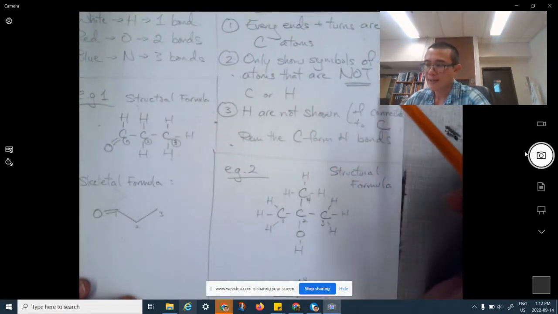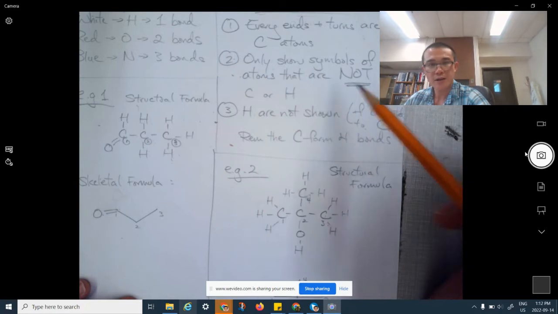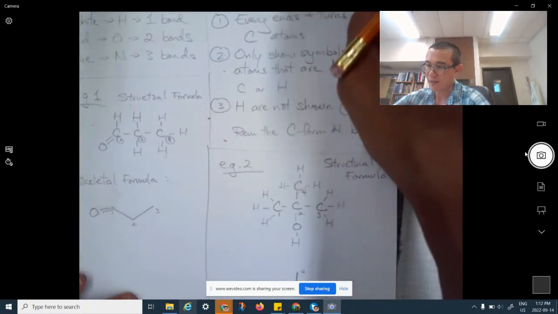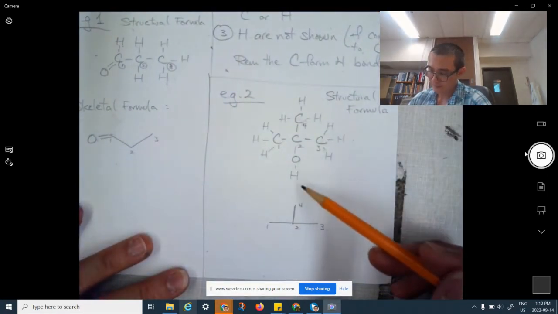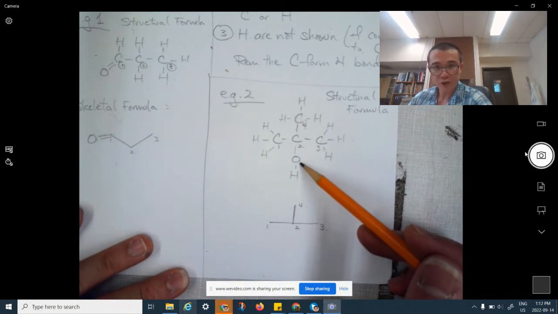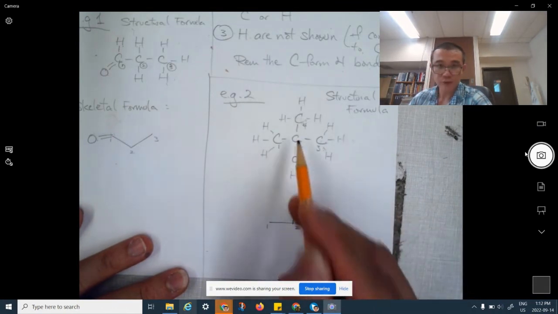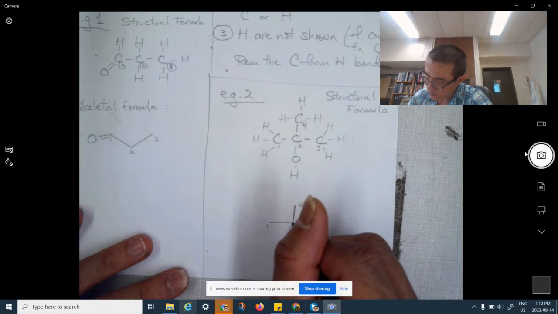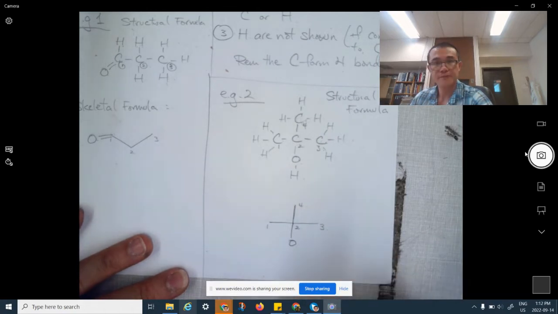Again, only show symbols of atoms that are not carbon and hydrogen. So again, here I have an oxygen connected to the second carbon. So I draw this one, O.